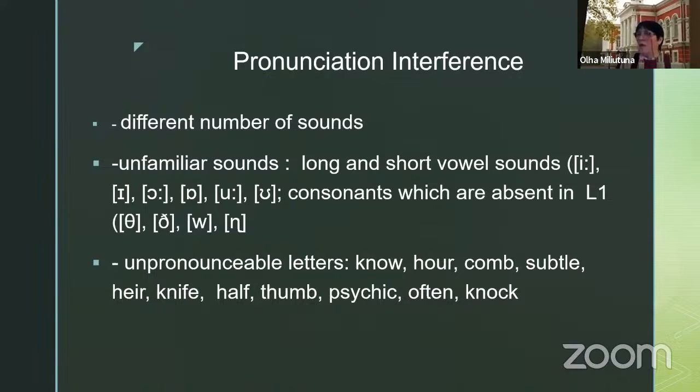One more problem for Ukrainians is unpronounceable letters. We have no unpronounceable letters in our words. That's why we can read or pronounce the words know as kno, hour as hour with the h, comb as comb with the b, subtle as subtle with the b, knife as knife with the k, often as often with the t, and so on, and so on.